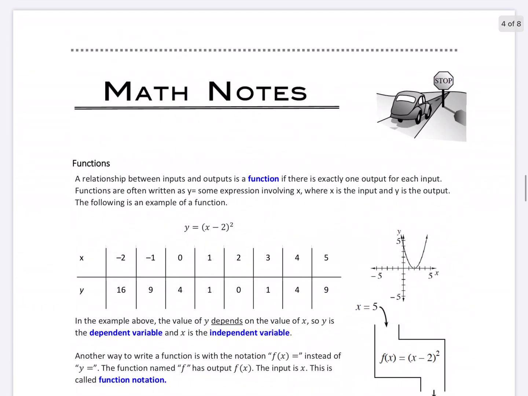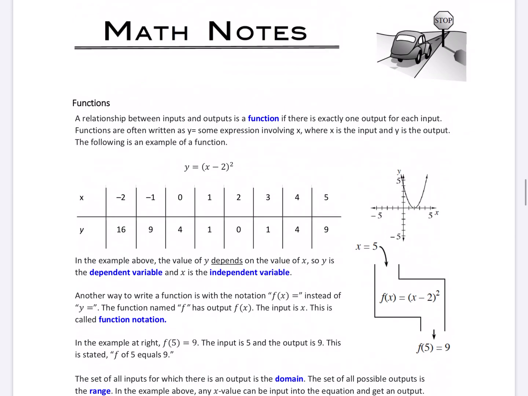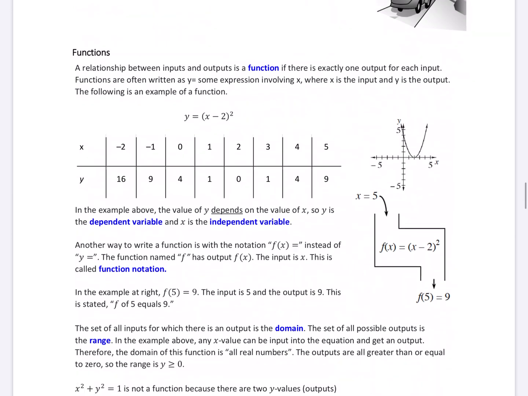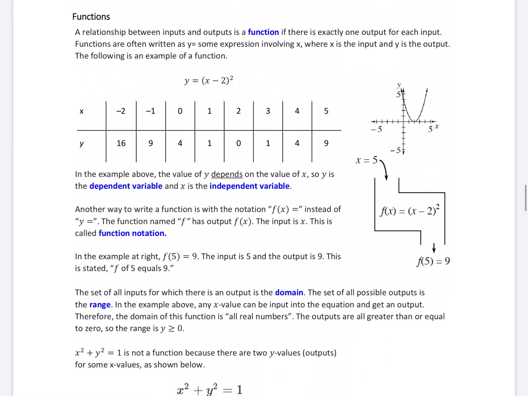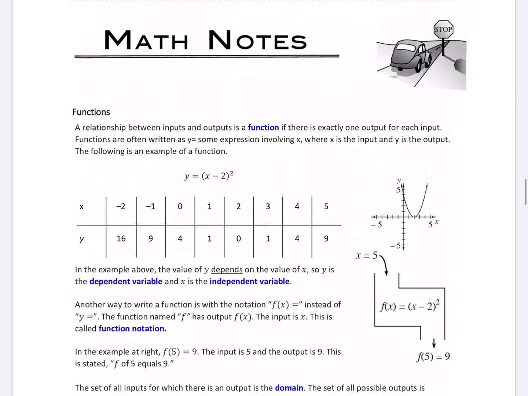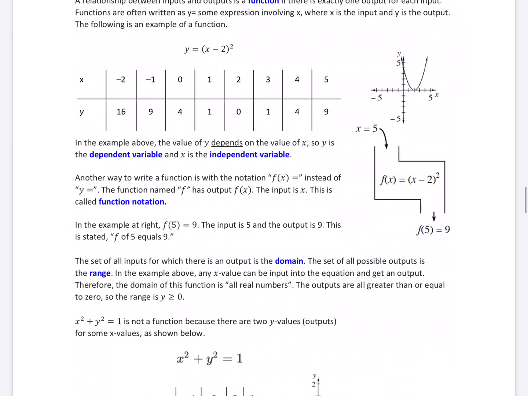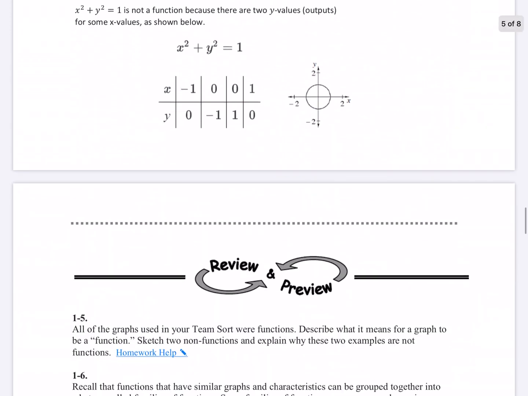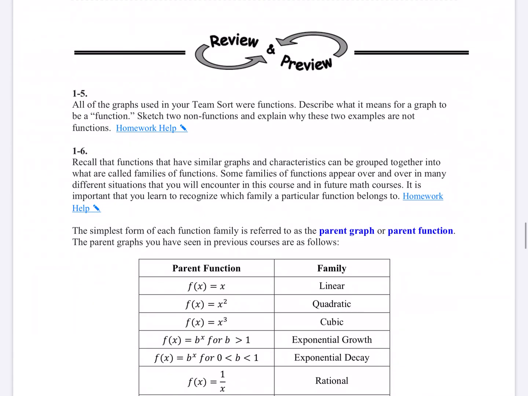And then there were the math notes. Again, the math notes you need to either print, cut out, and paste or tape into your notebook, or if you don't have a printer, yes, you do have to write this all into your notebook. It shouldn't take too long, and most of them won't be this long. This is one of the longer math notes sections. But then there's the review and preview. Again, this section will always be your homework. There are links to homework help that you can click on, and it would take you directly to your homework help.